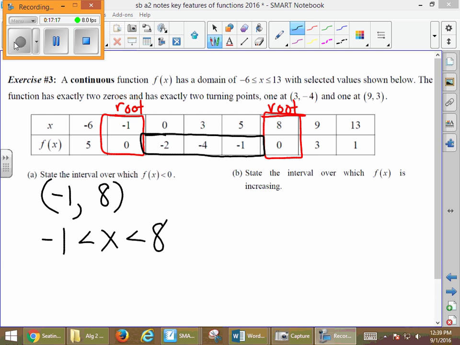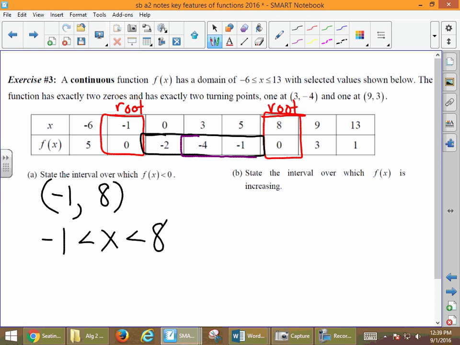So when we come over here, it says state the interval over which f of x is increasing. So we're still looking at y values, but when we answer the question, we're going to answer in terms of x. And if we look at the y values here, 5 to 0, does that mean we're increasing? 0 to -2, are we increasing? Nope. -2 to -4, are we increasing? Nope. But when we get over here, -4 to -1 is increasing. -1 to 0, we're getting bigger. 0 to 3, we're increasing again. So where we can say we're increasing is in between here.